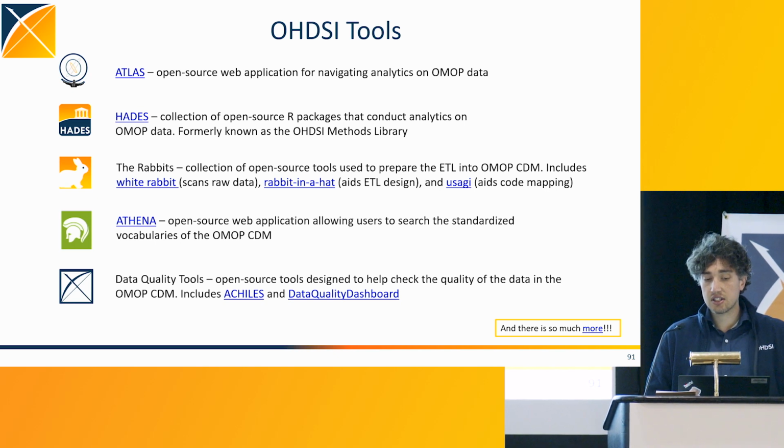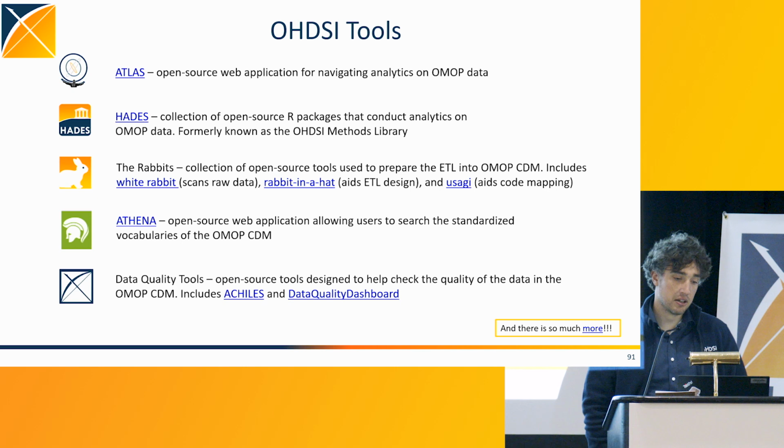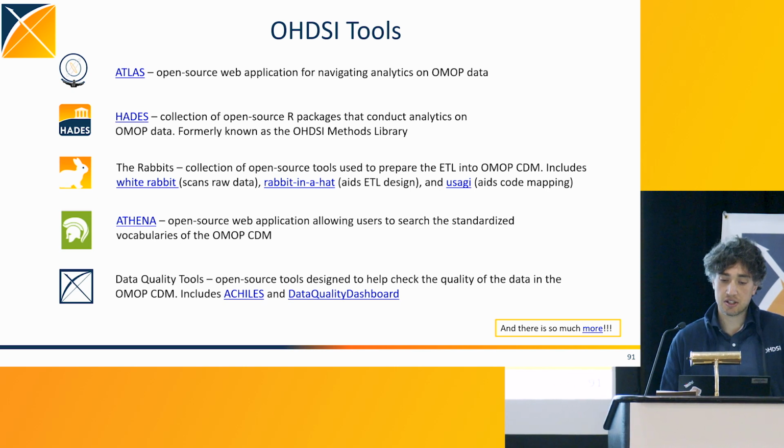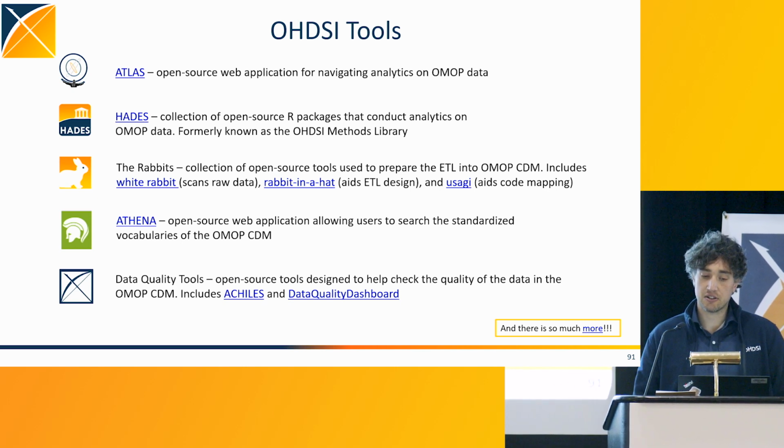Now underneath that sits the OHDSI Methods Library. This is a collection of open source R packages that allow us to do the analytics that run on OMOP data. So if we wanted to do some of the methods that Fawn was talking about, those are all OHDSI packages. So we can do our statistical modeling in there. We can run incidence calculations, extract features. All of these are open source R packages that are available on the OHDSI GitHub. Then there's some other tools, the Rabbits. These are used for ETL design.